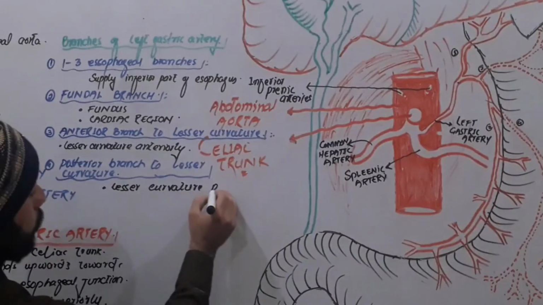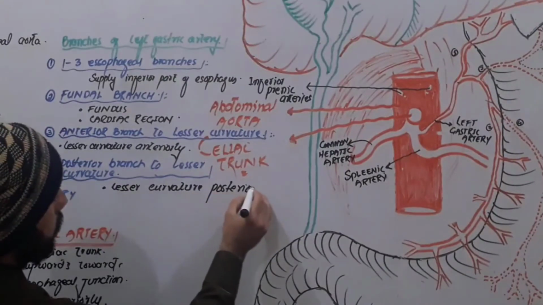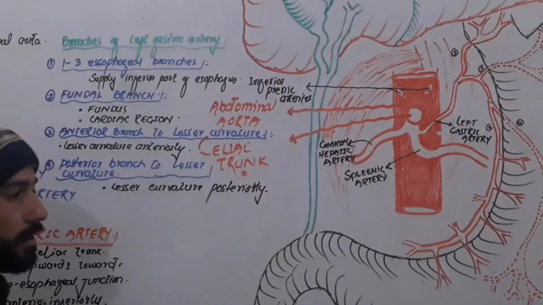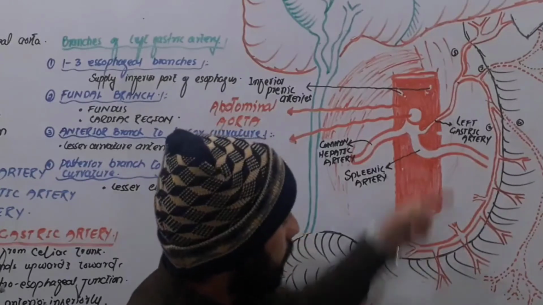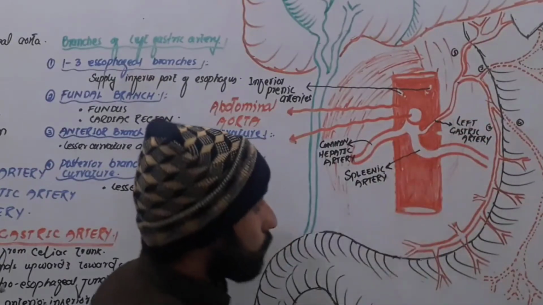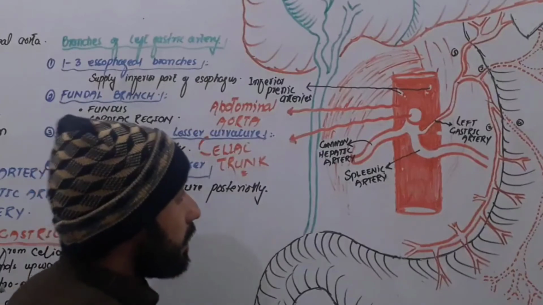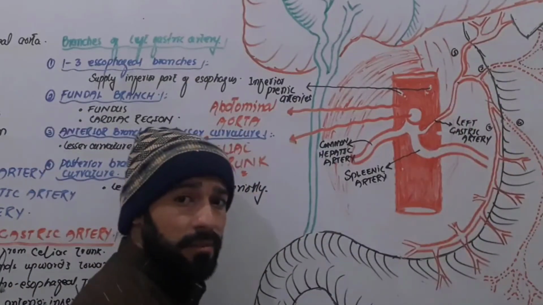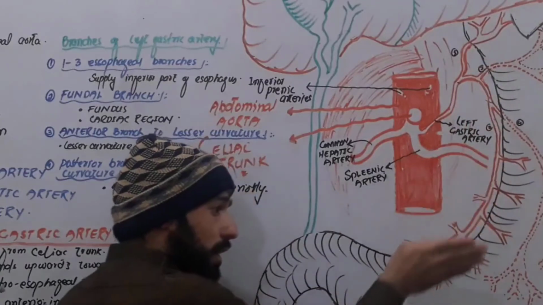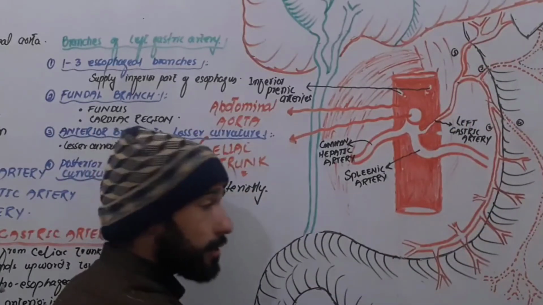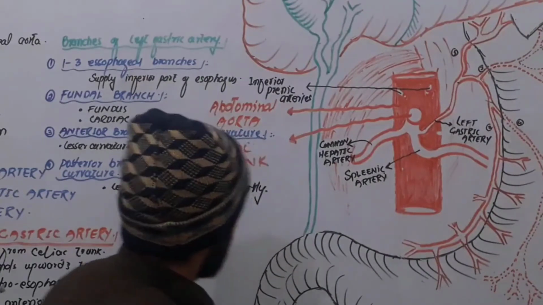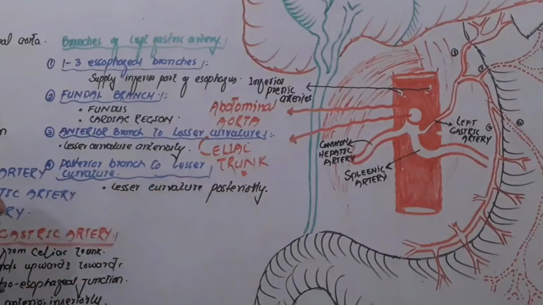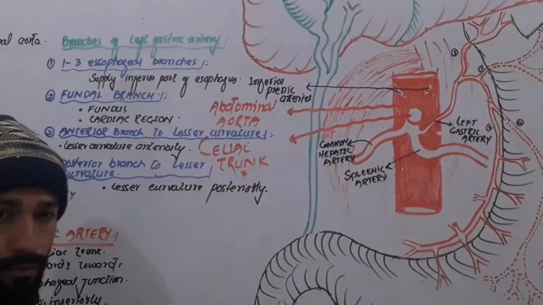How? Posteriorly. This is a very important thing. As you can see here, this branch is going posteriorly. I have shown it in dotted manner, and this branch is coming anteriorly. So you can say that the lesser curvature of the stomach is supplied by two arteries. One is coming to the anterior part of the lesser curvature, and the other is going to the posterior part of the lesser curvature of the stomach, right? So I have told you the posterior branch and the anterior branch of the lesser curvature, and I hope you are clear.